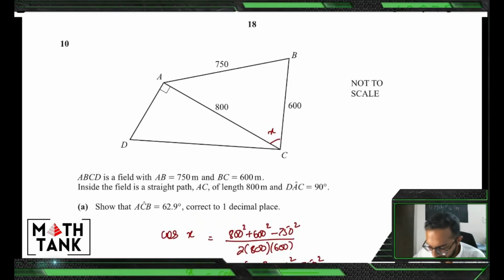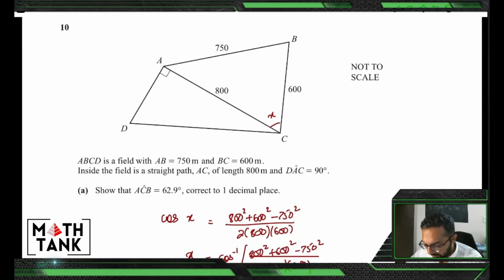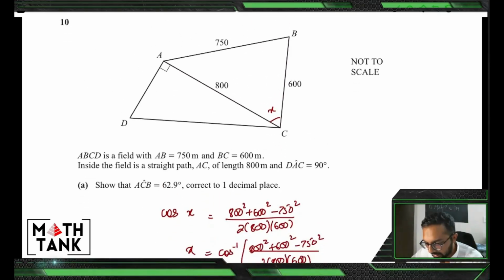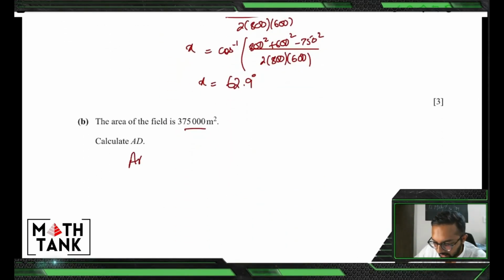Calculate AD. So the entire field is made up of two different triangles. It's not a standard shape. I cannot call it a trapezium. I need parallel sides for that. So what I can see is that I need to calculate the area of two different triangles. So let's first try to calculate the area of triangle ABC.